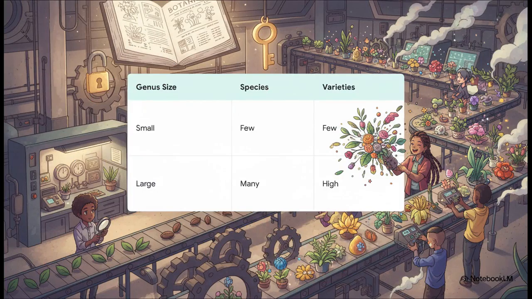Now, what's really interesting about this slide is the botanical data Darwin used to back this all up. Notice the pattern here.